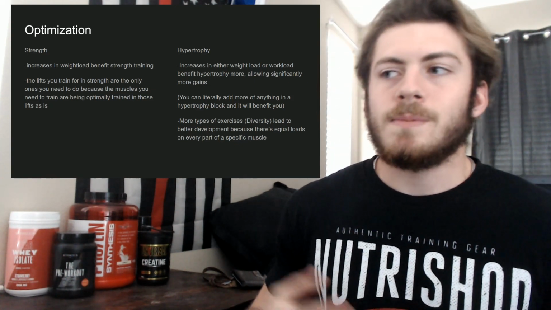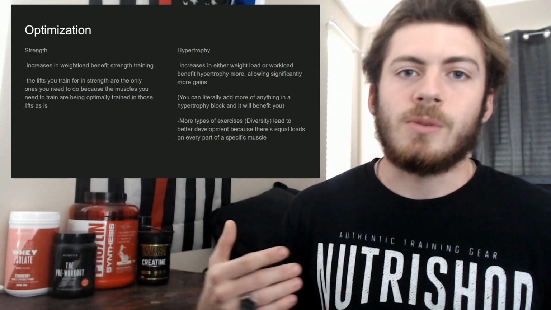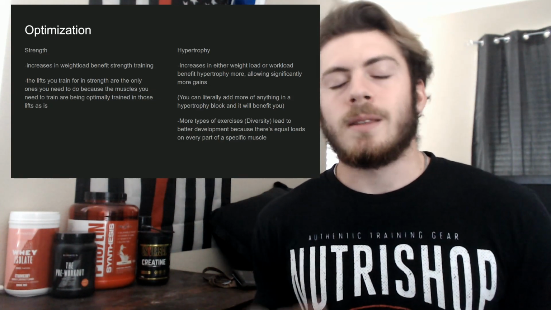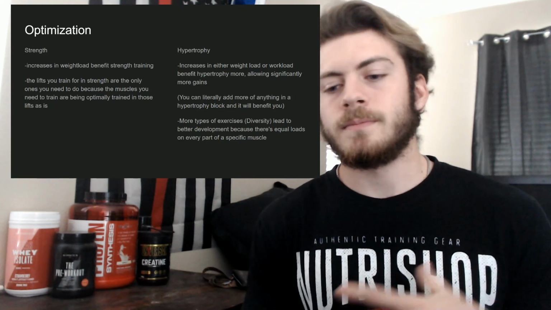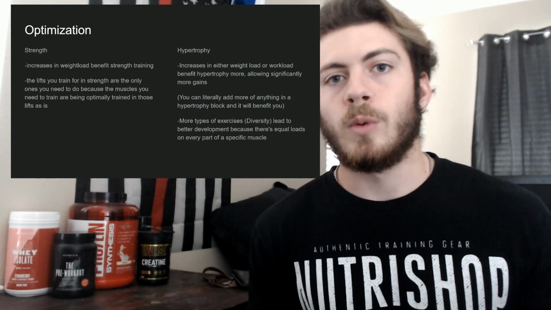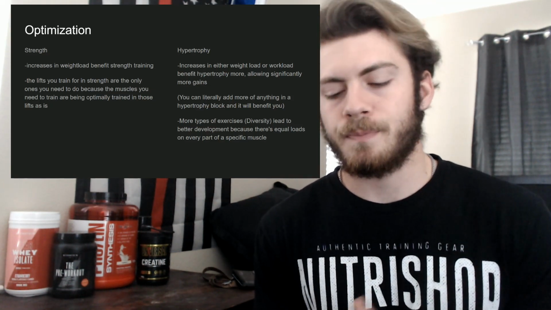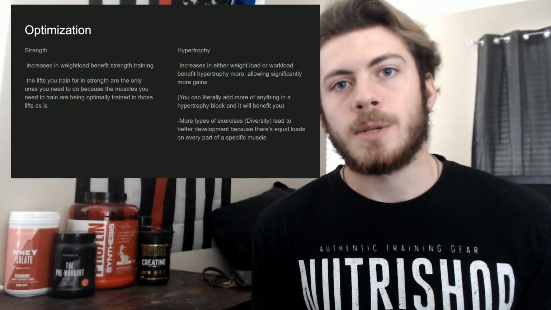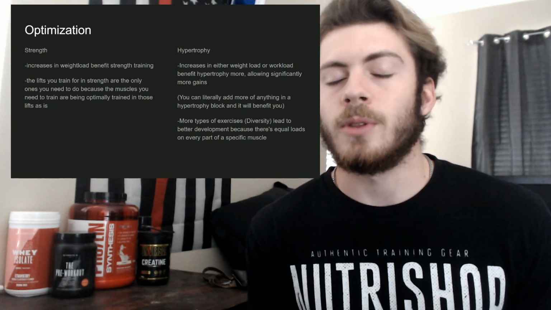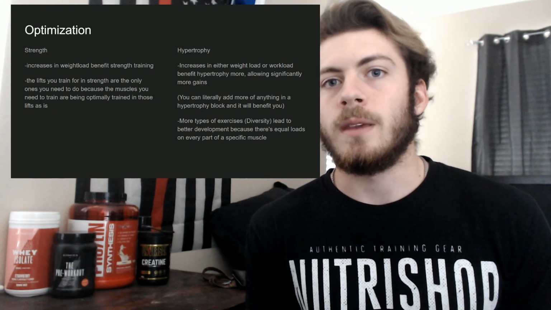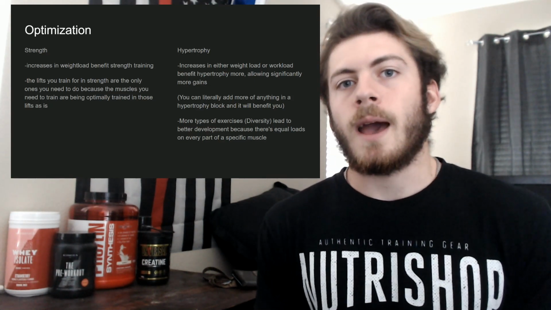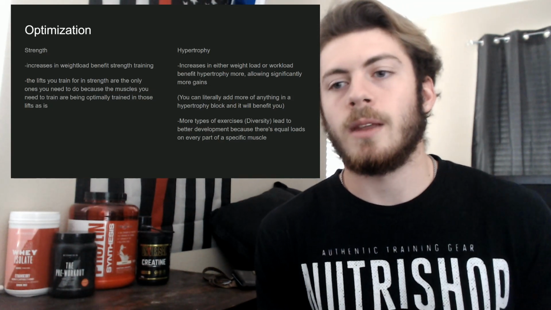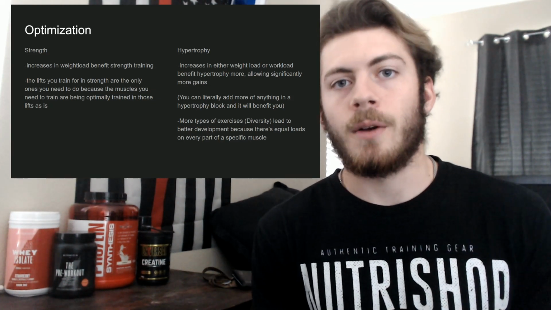And there's more types of exercises or diversity, and this leads to better development because there's equal loads on every part of every single muscle. This is kind of hard to understand as well, but if you think about it, most muscles have multiple muscles in that muscle group. If you think about the tricep, it's called the tricep because there are 3 different heads. So if you're training just the bench press, you're probably hitting the long head or the medial head more than the lateral head of the triceps. So you're not going to have a really big lateral head, so you're going to isolate it by doing a certain type of movement, and you're able to put the same amount of workload on that muscle as the other muscles.